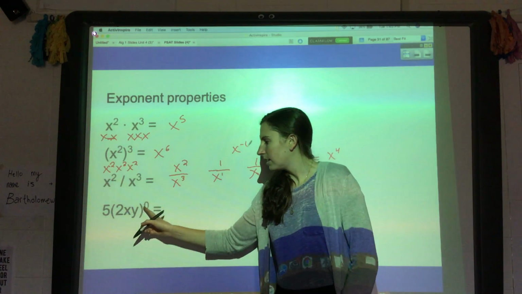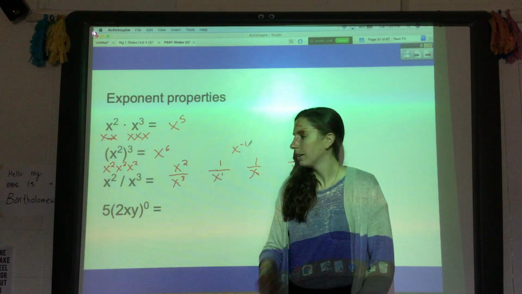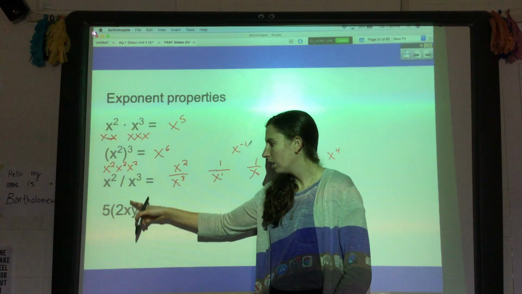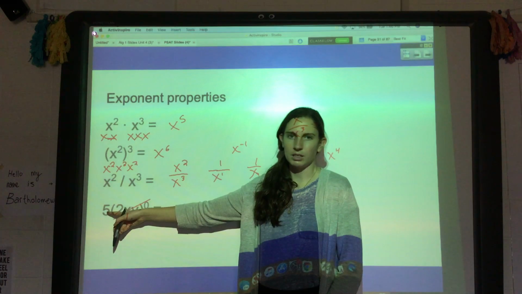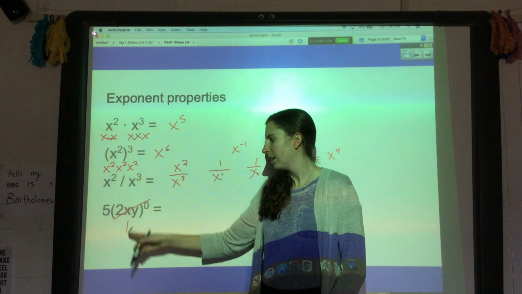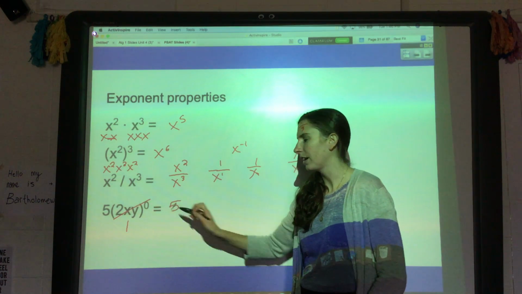And anything to the 0 power is 1. In this case, all of this is to the 0 power, so it's just a 1, but the 5 was by itself. So we have 5 times 1, which is 5.